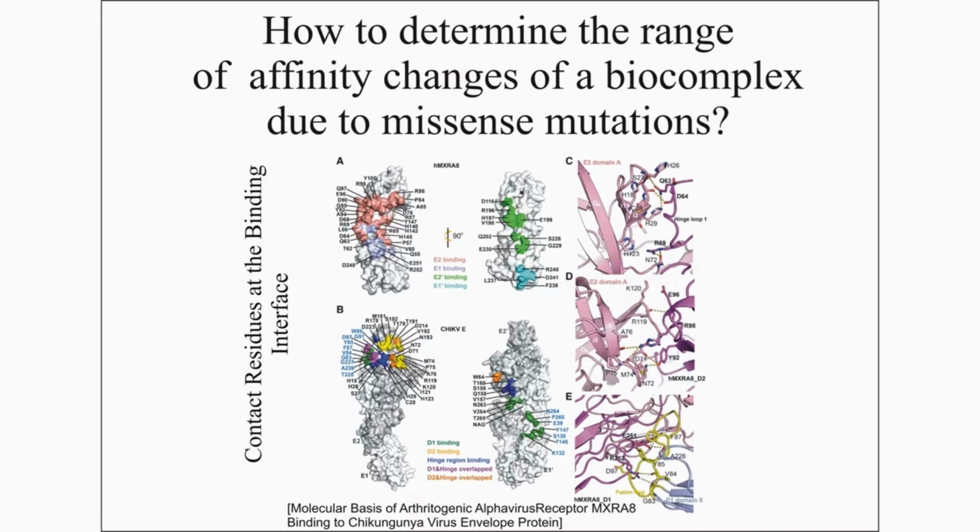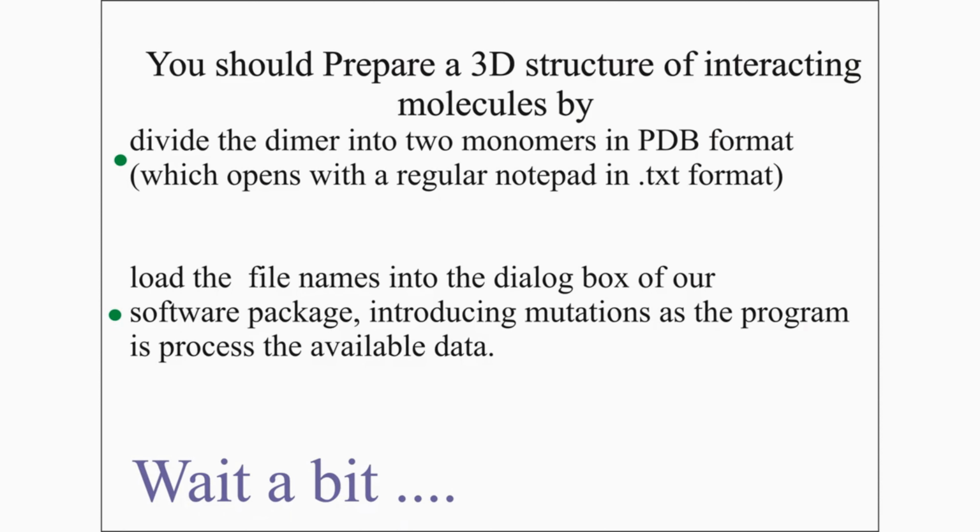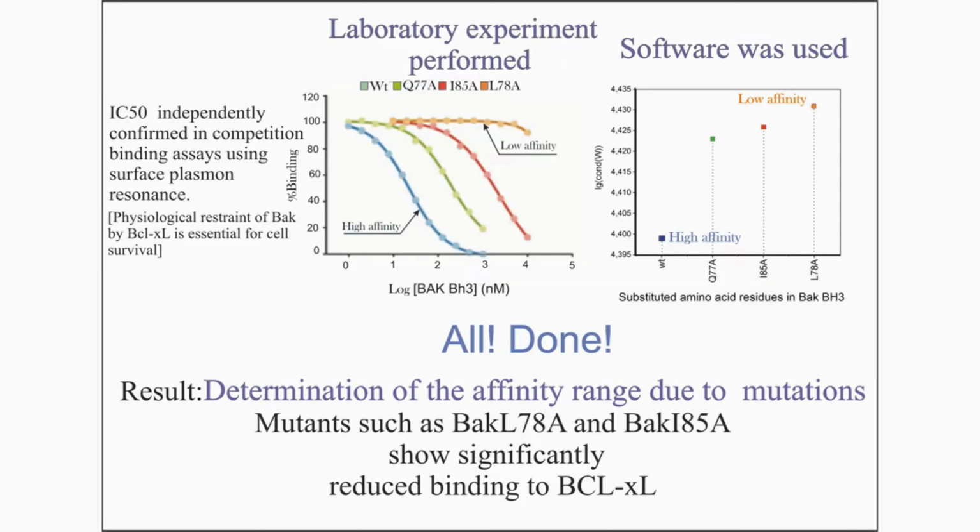How to determine the range of affinity changes of a biocomplex due to missense mutations? It's very simple. You should prepare a three-dimensional structure of interacting molecules by dividing the dimer into two monomers in PDB format, and then load the file names into the dialog box of our software package, introducing mutations, as the program is processing the available data.